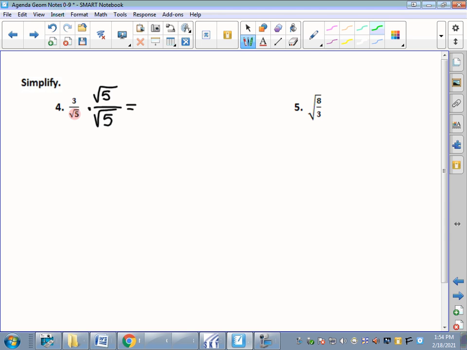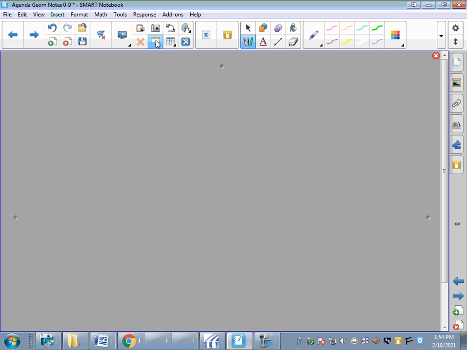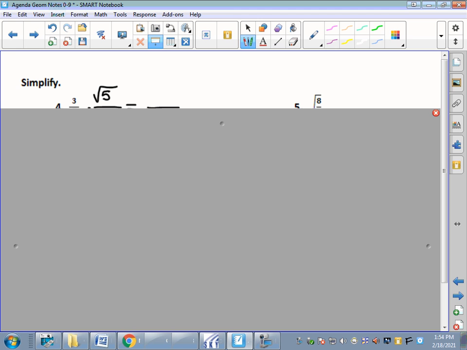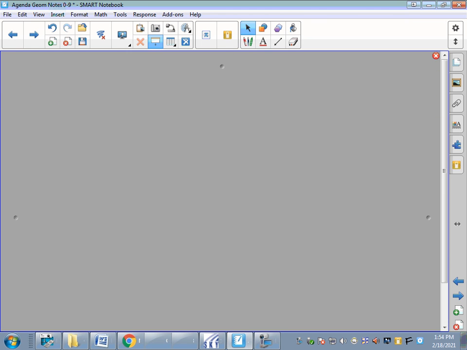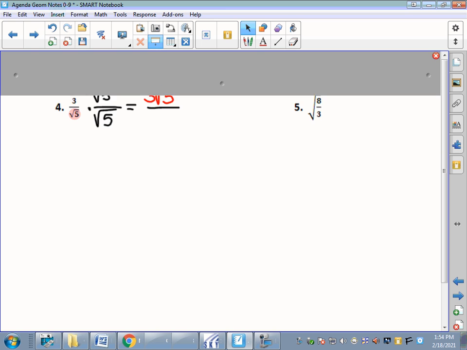So when I do this, I'm going to multiply, but I'm going to do the top and bottom separately. So 3 times a square root of 5. We can't cross over that radical box, so what's on the outside stays on the outside. What's on the inside stays on the inside. So this is 3 times the square root of 5. Top is done. So now we look at the denominator.